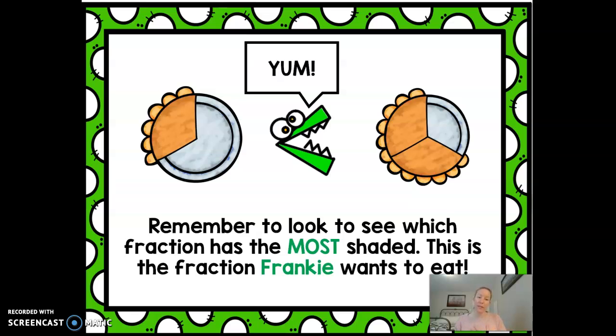You know what? I'm a little bit like Frankie too. If I were looking at this piece of pizza, this piece of pie and this piece of pie, I think I'd want to eat this because there's two big pieces and there's only one piece over here. So he is going to be eating the bigger piece. Yum, yum.